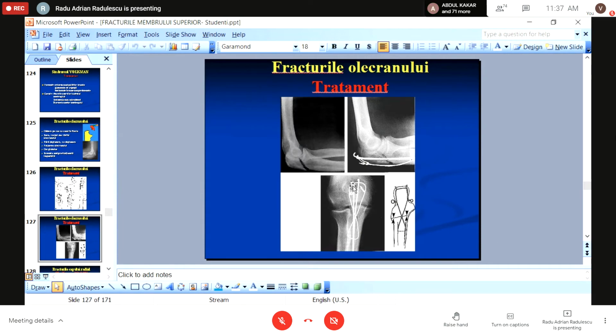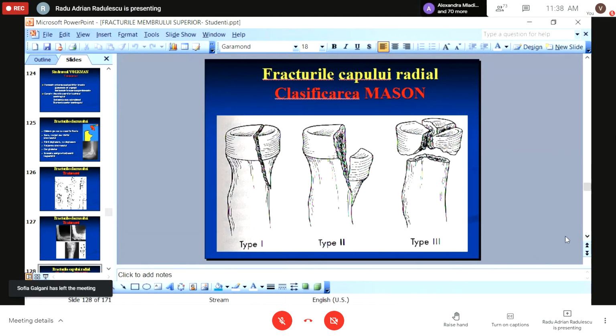Here is a post-operative X-ray. You can see here this type of fixation, which is the gold standard for the olecranon. The plate, which I presented before, is used only in cases of comminuted fractures, very unstable fractures, when we need to restore the articular surface of the olecranon by putting all these small fragments together.